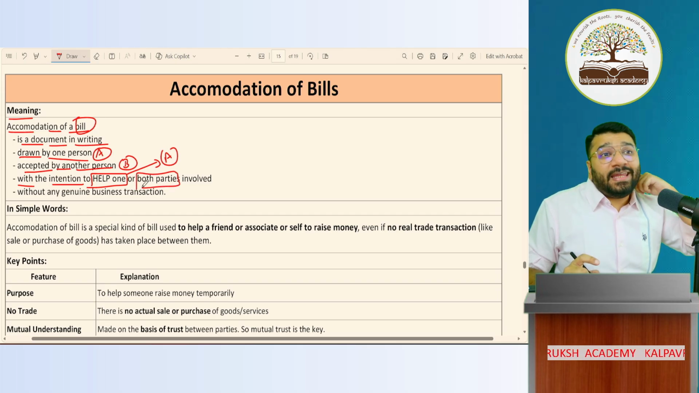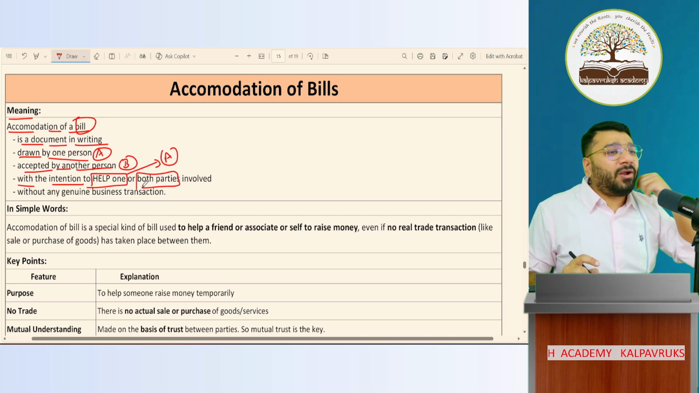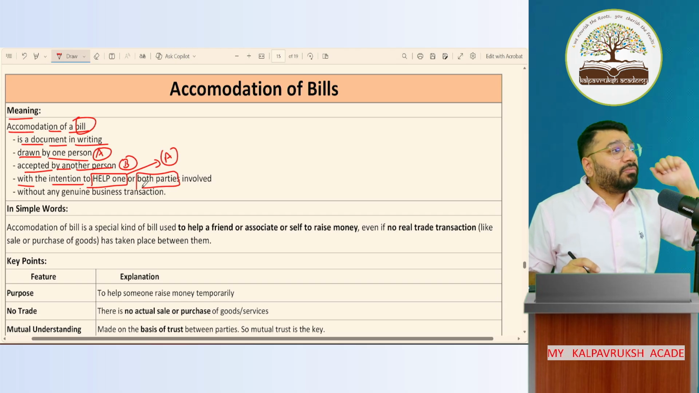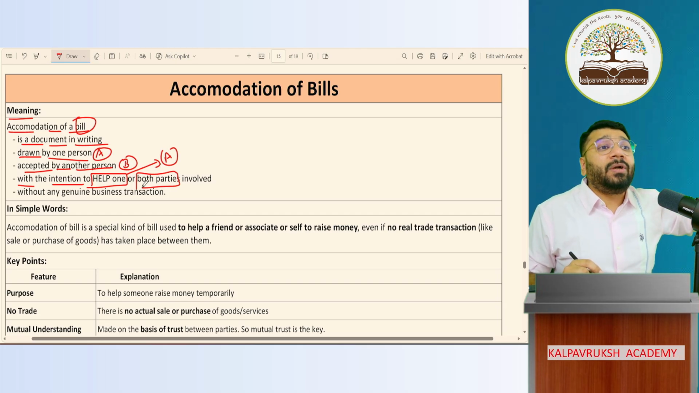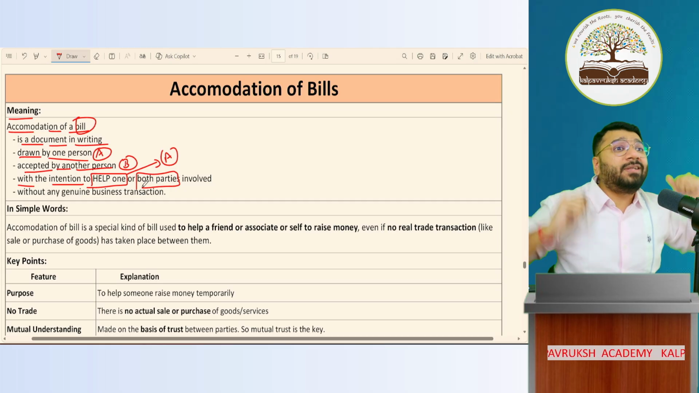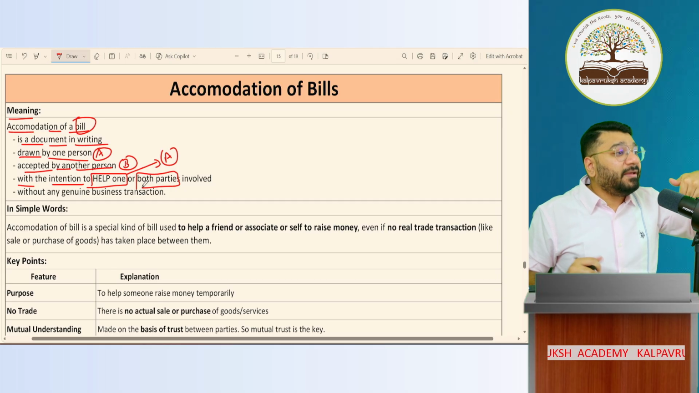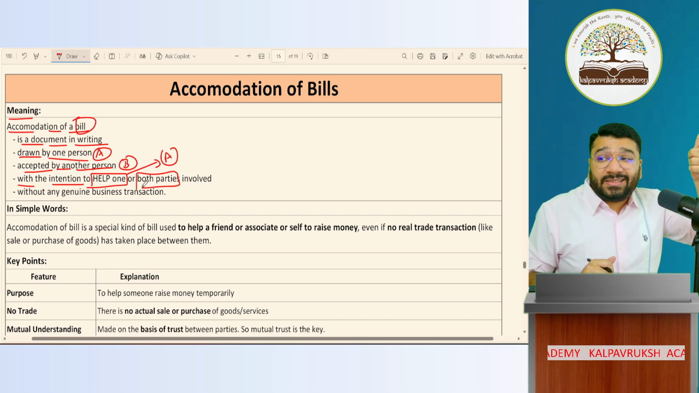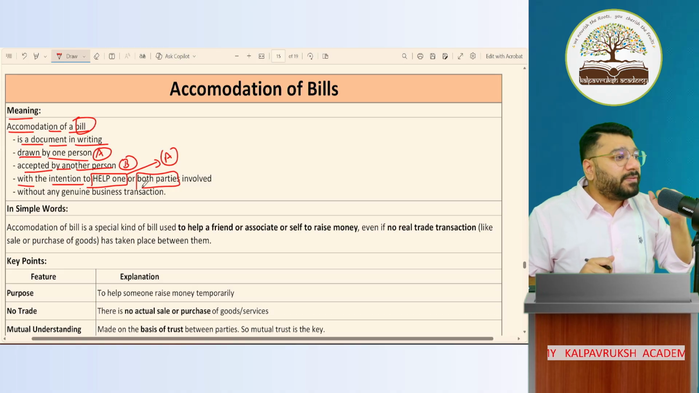In some cases, both parties want help. A also wants money. B also wants money. Got it, not got it? In my example, what I gave now, who wanted help? A alone. Now in, let's say, example 2 or example 3, we'll see that B also wants help. A also wants money. B also wants money. So both of them will use the bill of exchange as a tool to finance themselves.